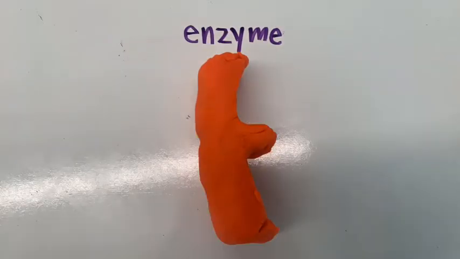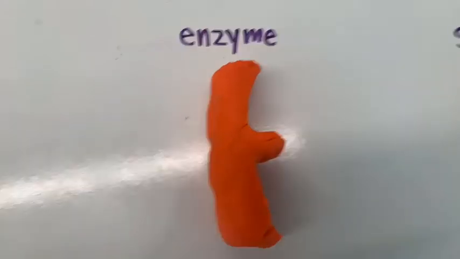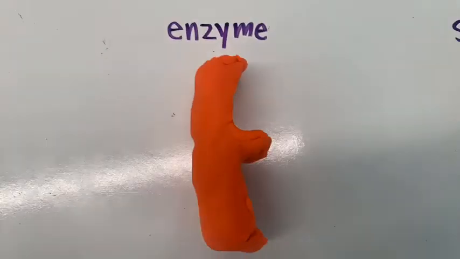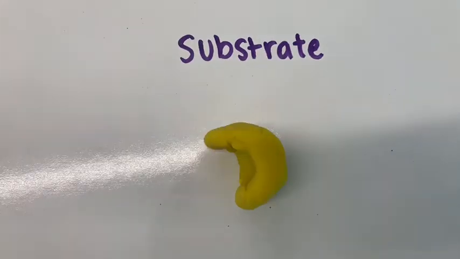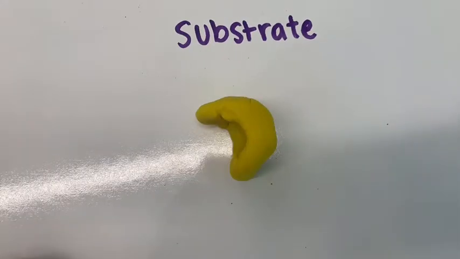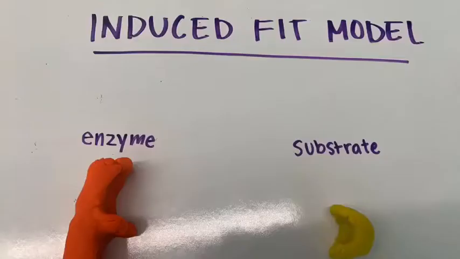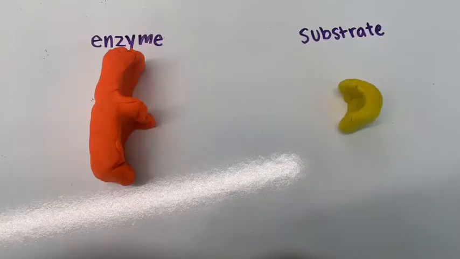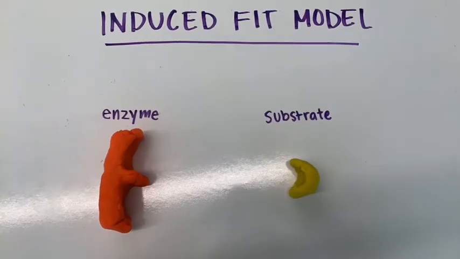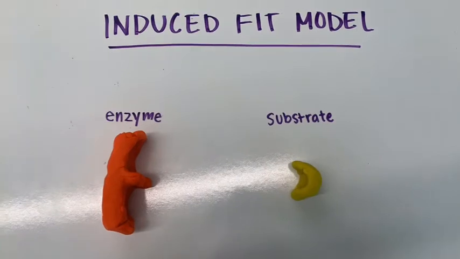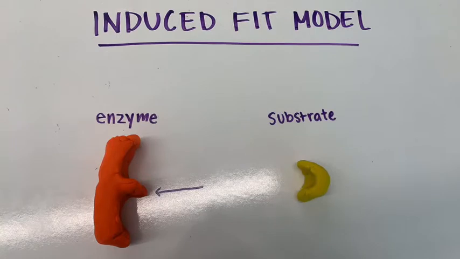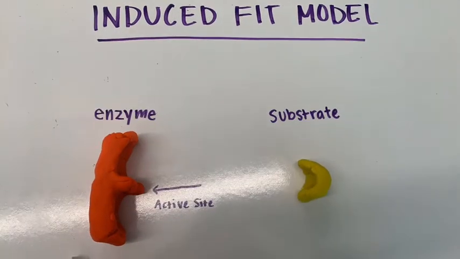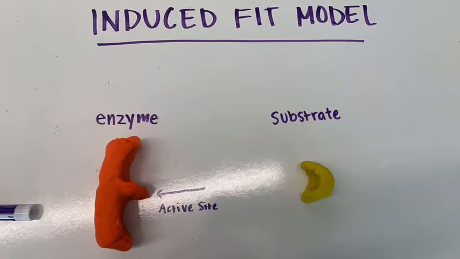This is an enzyme, a catalytic protein that speeds up a reaction by either breaking or building up a substrate, which is the reactant that an enzyme reacts upon. The interaction between a substrate and an enzyme is demonstrated in the induced fit model. To start, a specific substrate moves towards an enzyme. The substrate moves towards the enzyme's active site, the region on the enzyme where the substrate bonds.